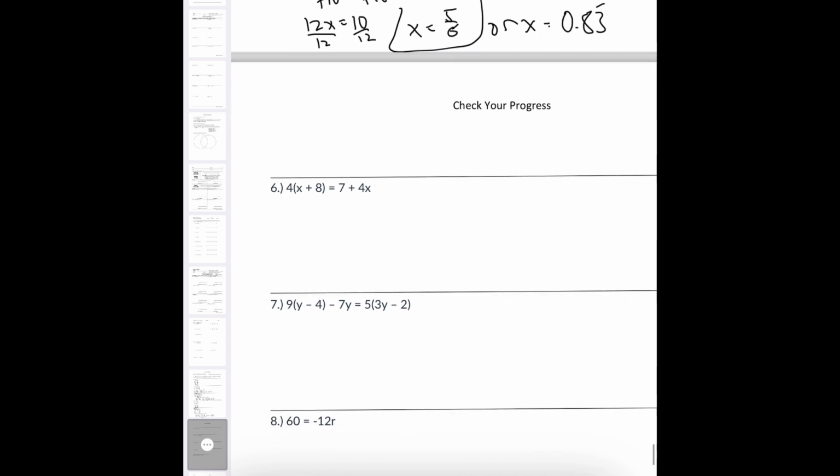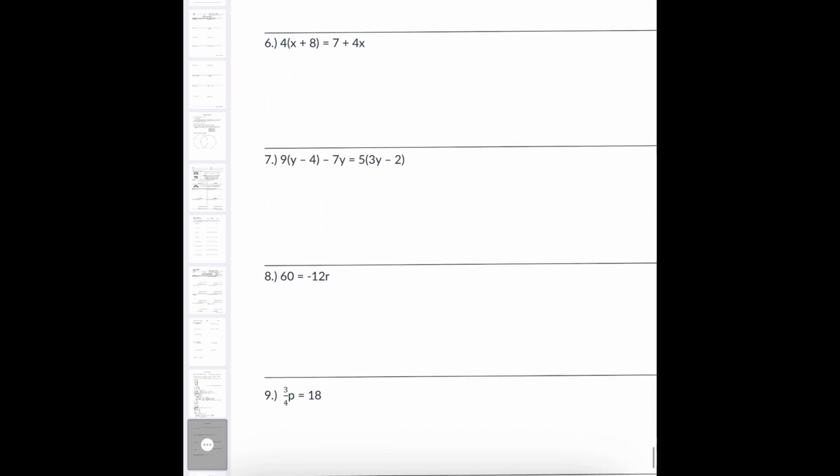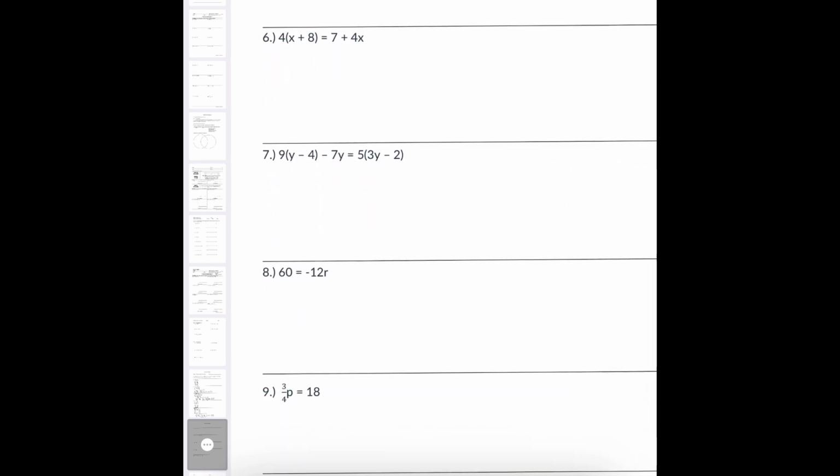On to the second page. We have number 6, which says 4 times the quantity x plus 8 equals 7 plus 4x. So again, I have this set of parentheses, so first thing I'm going to do is take what's in front of it and distribute it to the inside. 4 times x is 4x. 4 times 8 is 32, so we have 4x plus 32. Bring down the rest, equals 7 plus 4x.